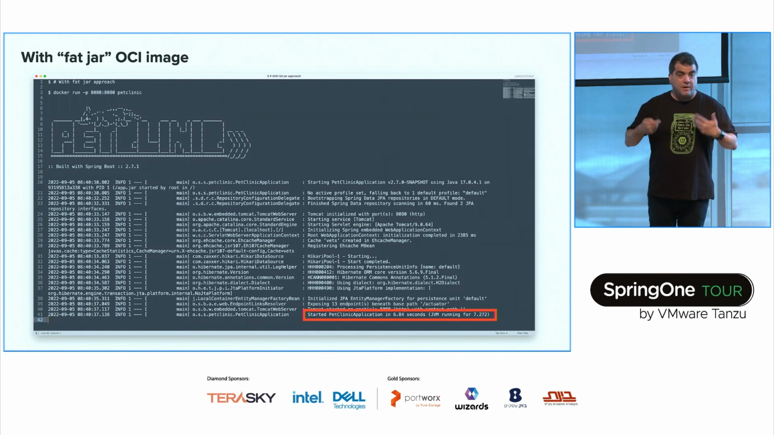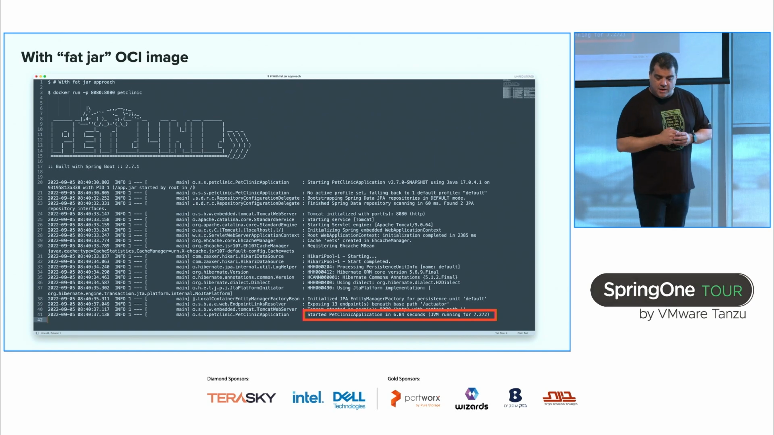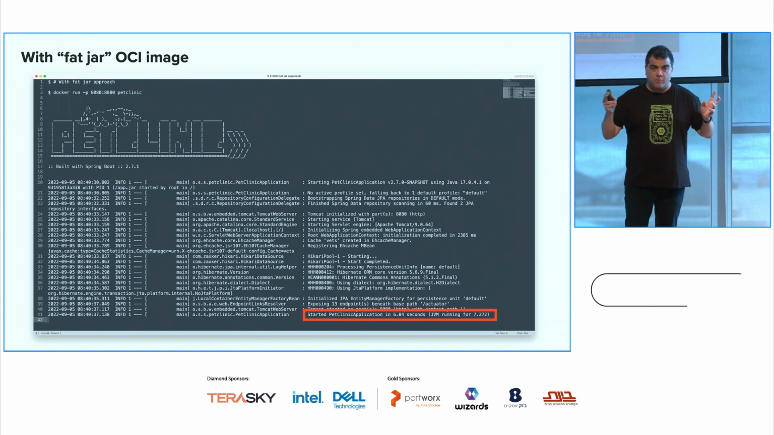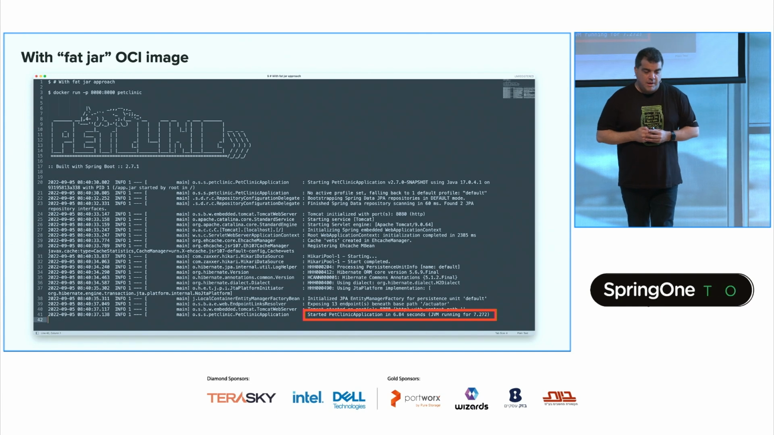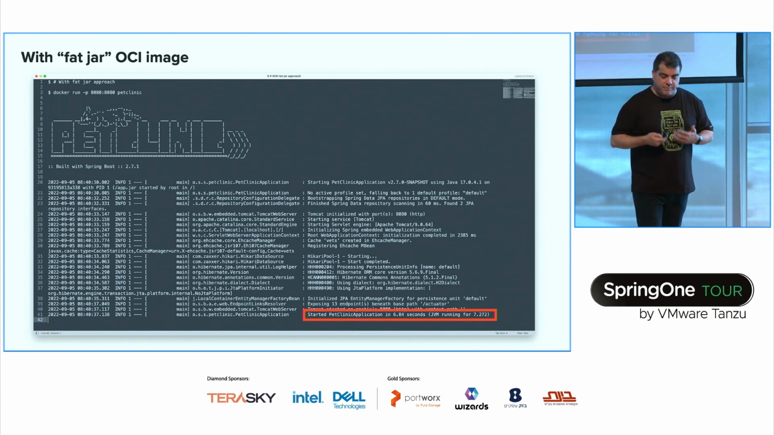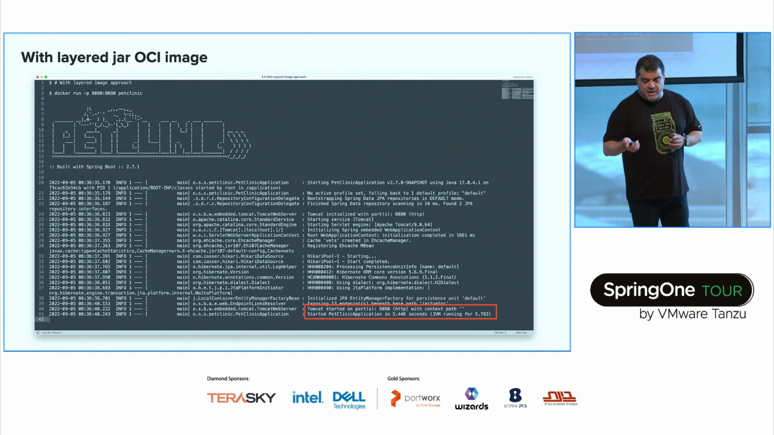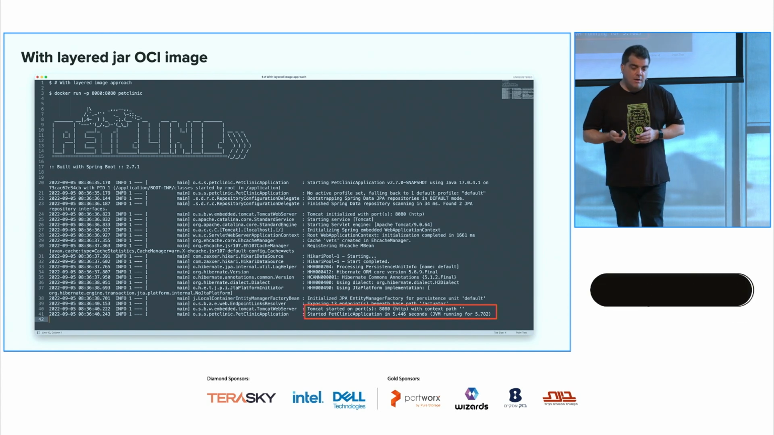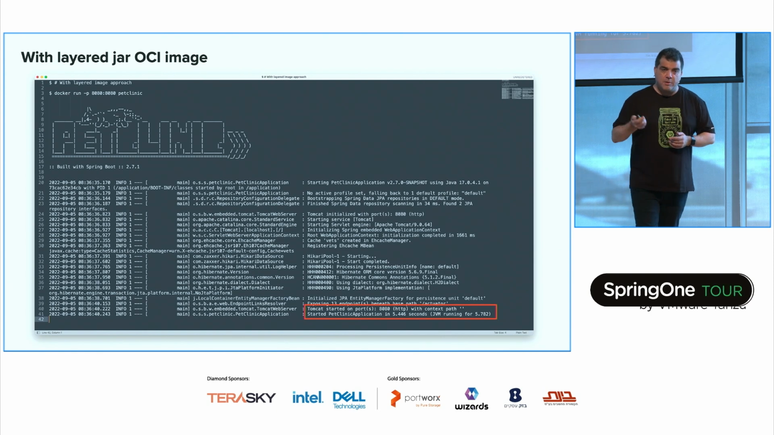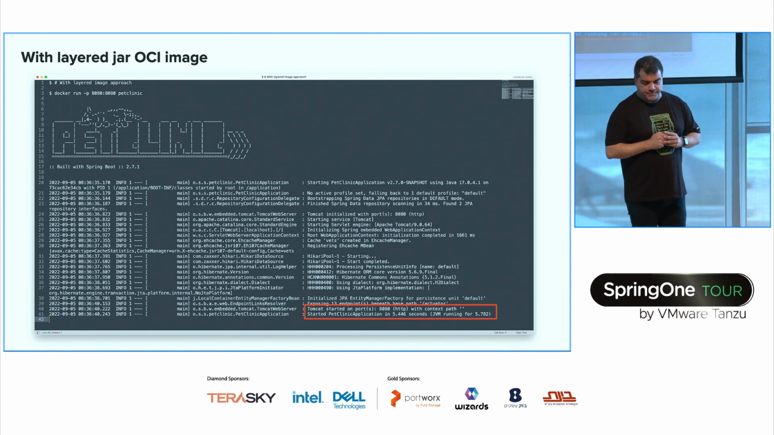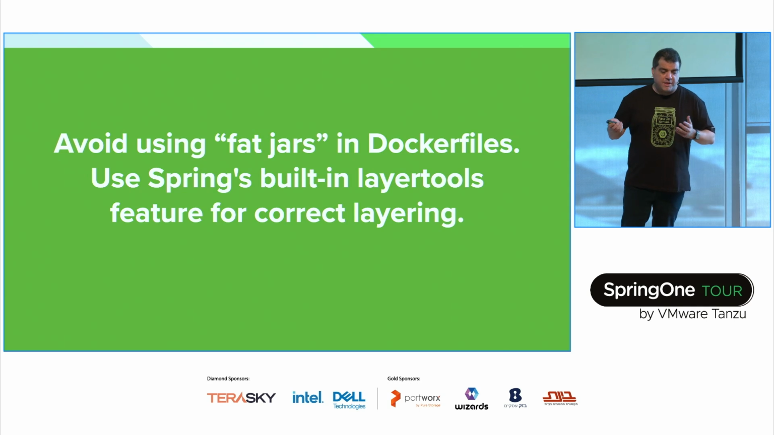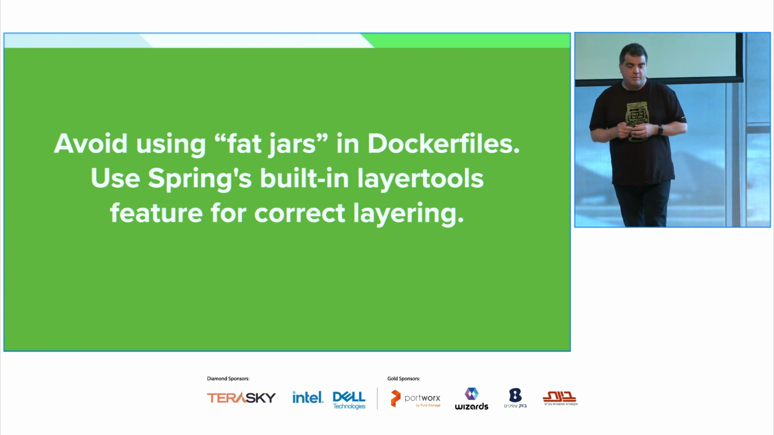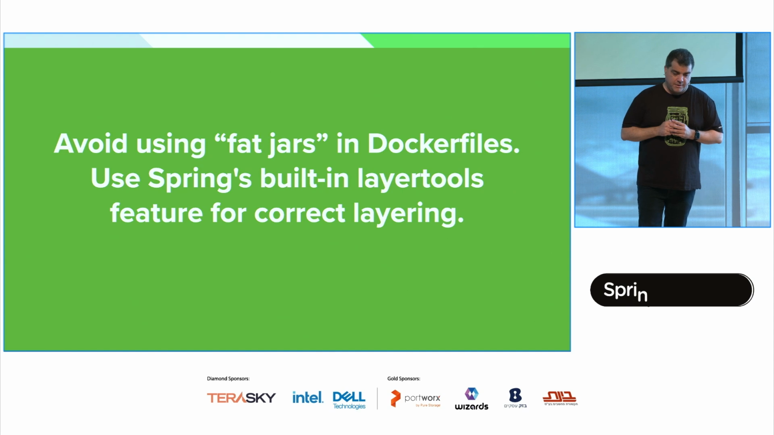Now, this also has, again, performance benefits. So the same application started up in 6 seconds when we used the Uber fat jar as before. And if we use a Docker container that was built with the layer tools, we're actually down to 5.5. So an additional 1.5 seconds of startup time improvement just by using an optimized Docker container. So avoid using these fat jars in Docker files and use the layer tools for correct layering.